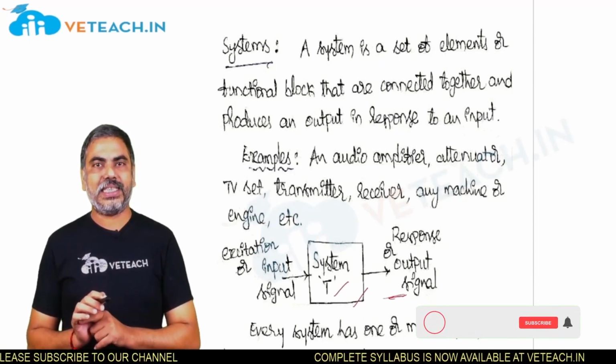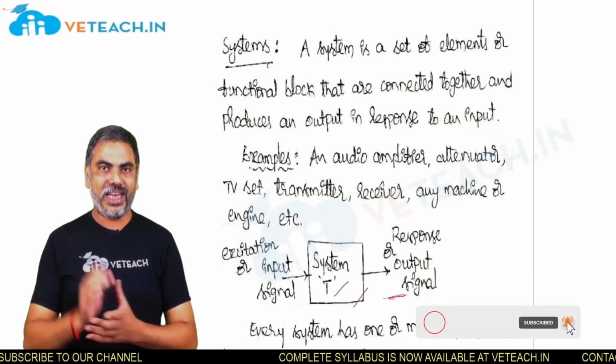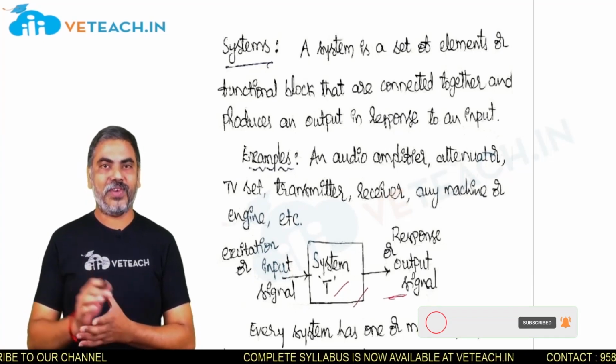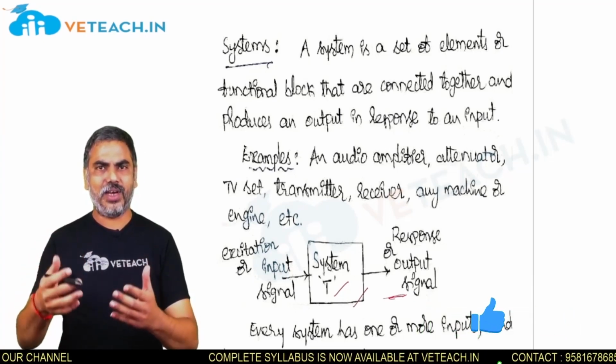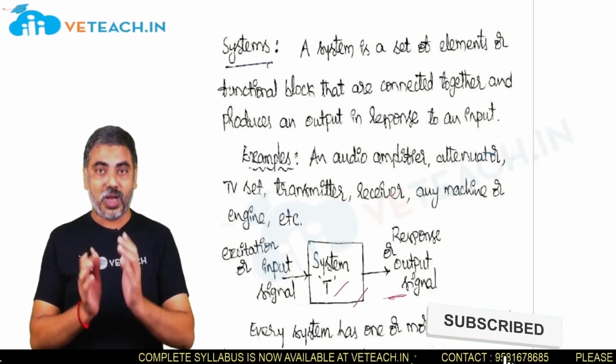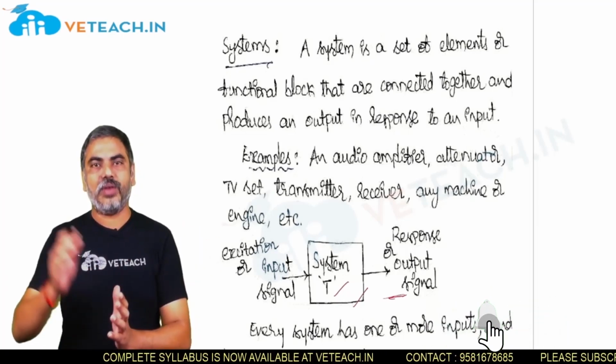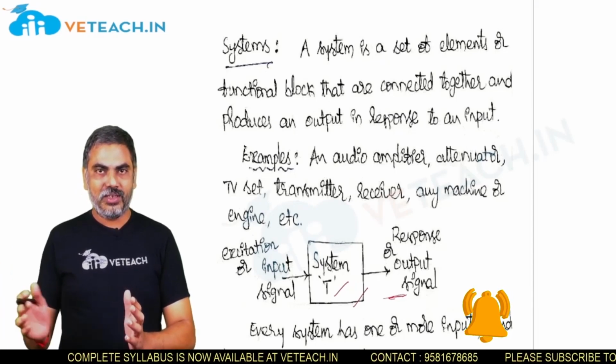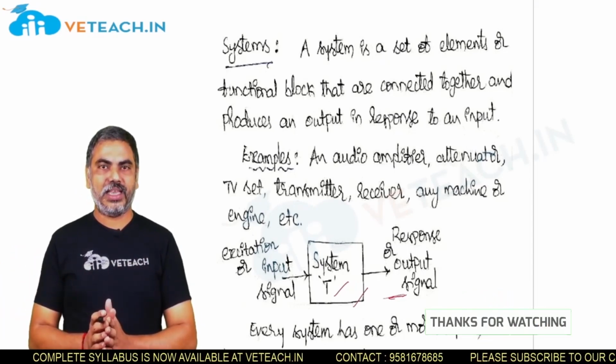We can give certain examples of systems: attenuator, TV, amplifier. In real life, whatever set of rules is used to process a particular thing in order to get the required result, those are all examples of systems.